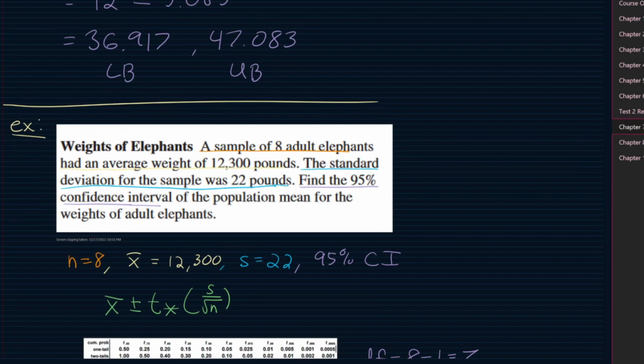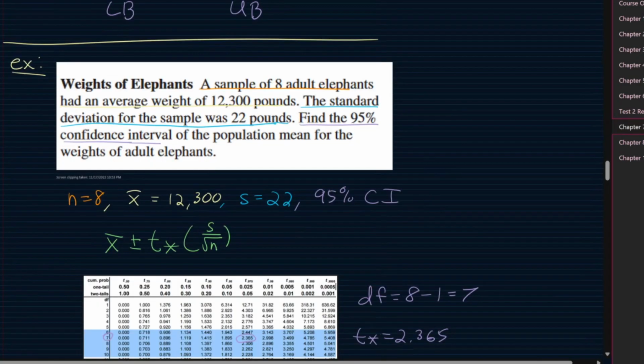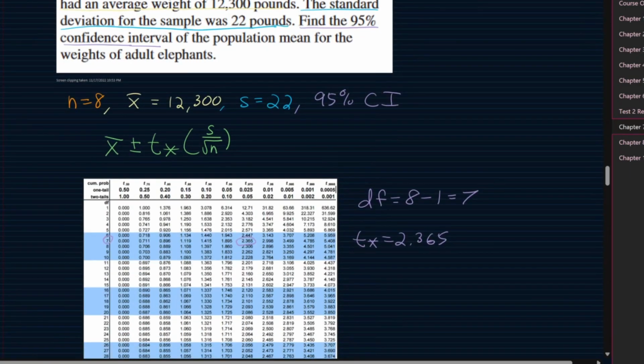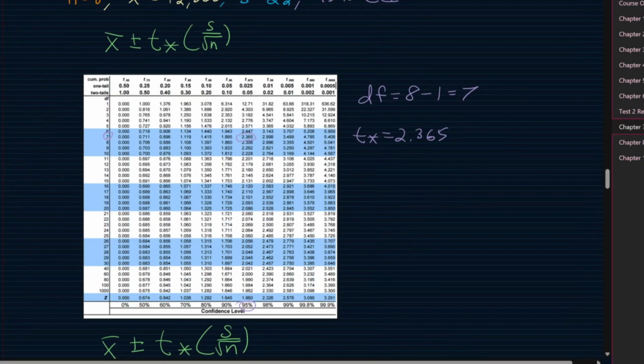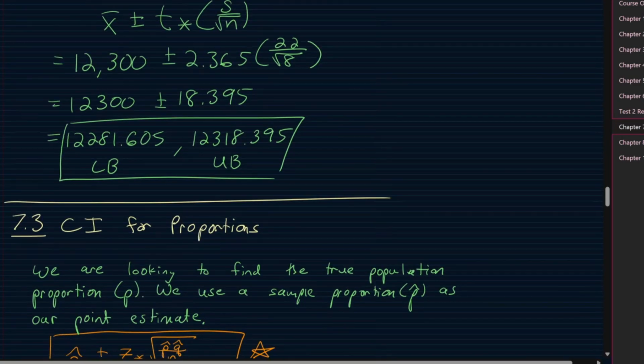So again, we got everything. We need to get our T star. Our degrees of freedom is going to be 7, and it's a two-tailed test. And we've got 5% of the data left in the tail. So it's that same column, actually, as the last one. So we get 2.365 for our T star. Plop it all in the formula, and we're good to go.